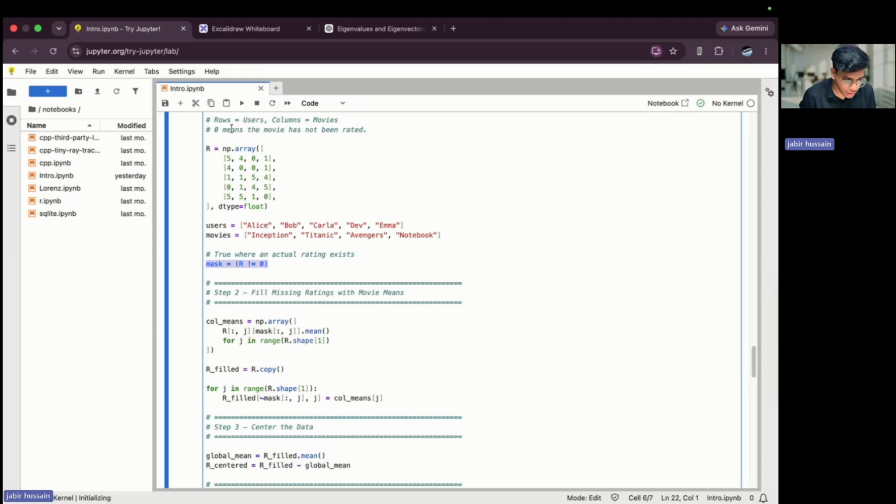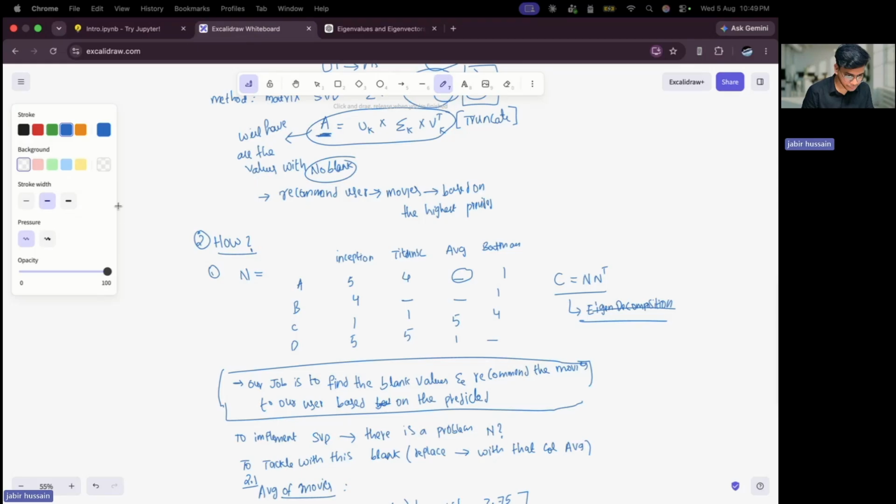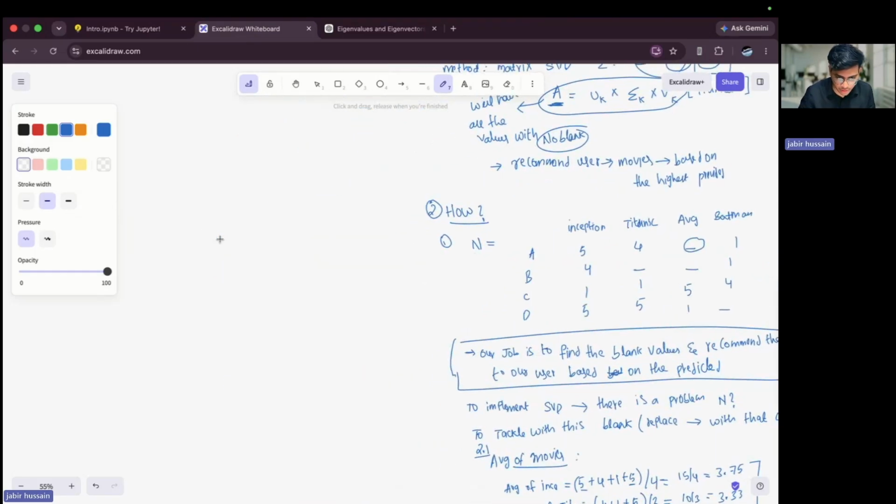Okay, so what we are doing is we are segregating which is a real number and which is not a real number. Okay, so here let me draw. So we got this, right? We have this matrix which is our NumPy matrix R. Okay, so R is equal to 5 4 0 1, 4 0 0 1, 1 1 5 4, 5 5 5 1 0, right? We got R.